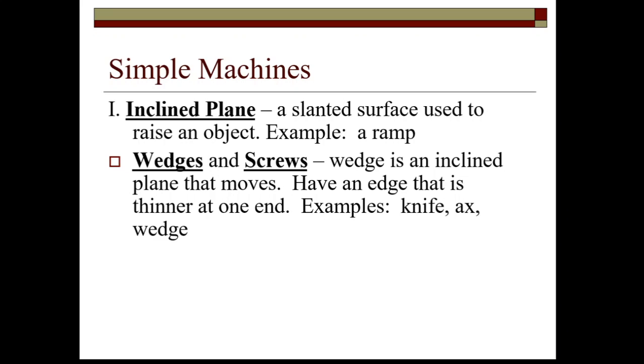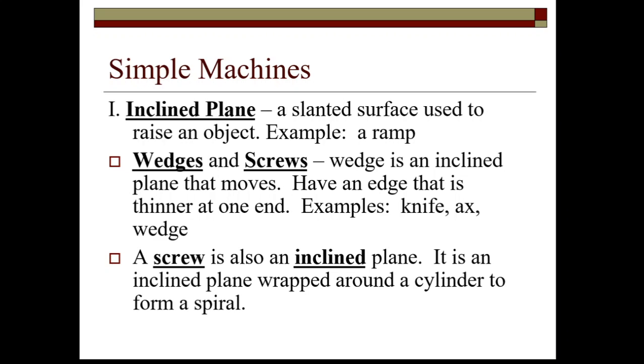Wedges and screws. A wedge is an inclined plane that moves, like an axe or a knife. And a screw is an inclined plane wrapped around a cylinder. If you look at a screw, you can see it's like a little windy road on a mountain. It's going around and around and around. So that's an inclined plane wrapped around that middle cylinder. Think of it as a nail with an inclined plane wrapped around it.